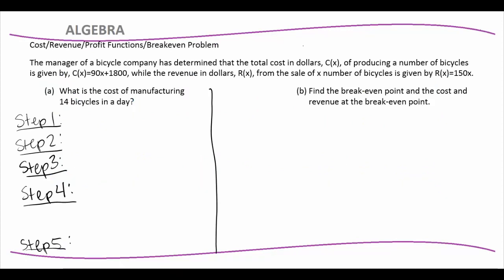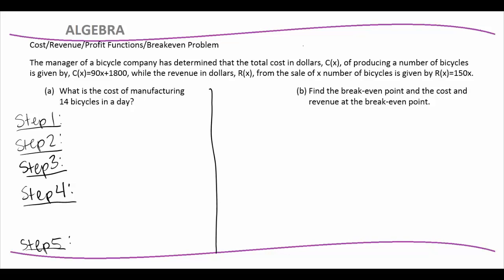Today we're going to work on a cost revenue profit function break-even problem. The manager of a bicycle company has determined that the total cost in dollars, C of X, of producing a number of bicycles is given by C of X equals 90X plus 1800, while the revenue in dollars, R of X, from the sale of X number of bicycles is given by R of X equals 150X.